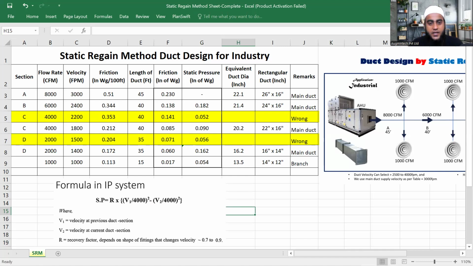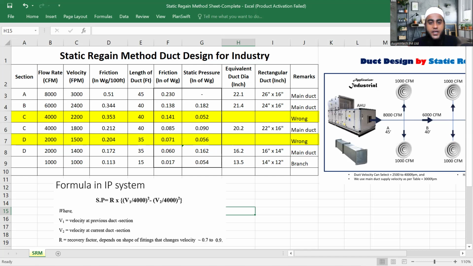application. In the same way, the velocity reduction method we have to use where cost is not an issue. Like if you are designing for a luxury apartment, a deluxe apartment, or a palace, it is better to go for the velocity reduction method.